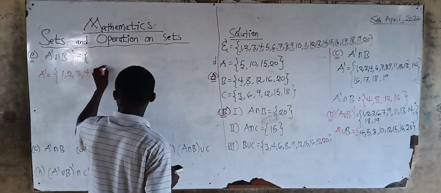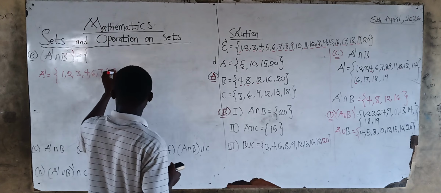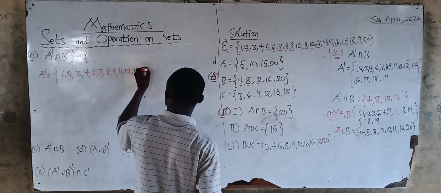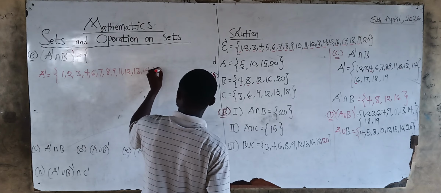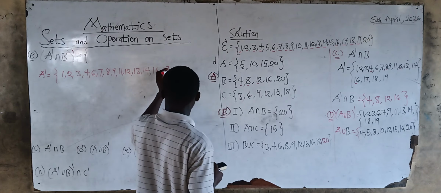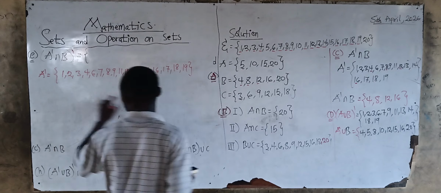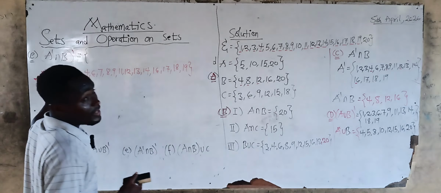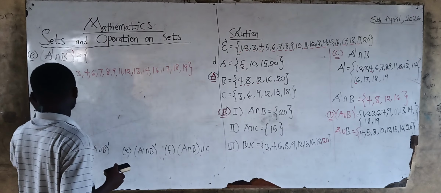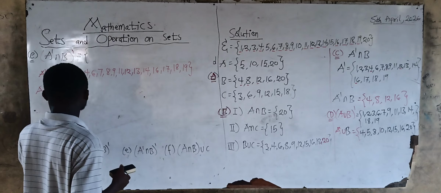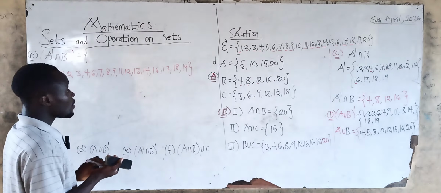6, 7, 8, 9, 11, 12, 13, 14, 16, 17, 18, then 19. So this then becomes the set of elements for A complement. Then after we find A complement, we find the intersection with B. Okay, so A complement intersection B.